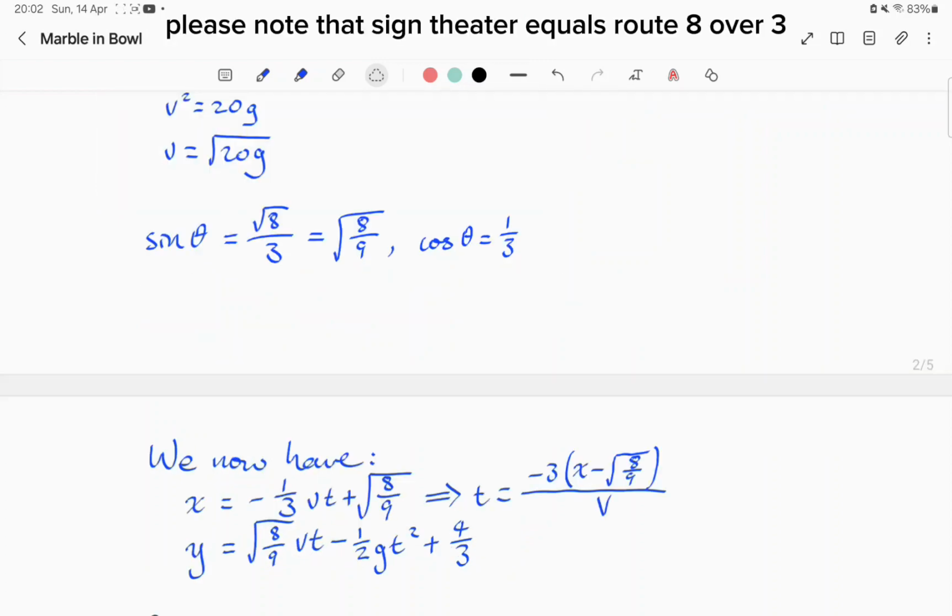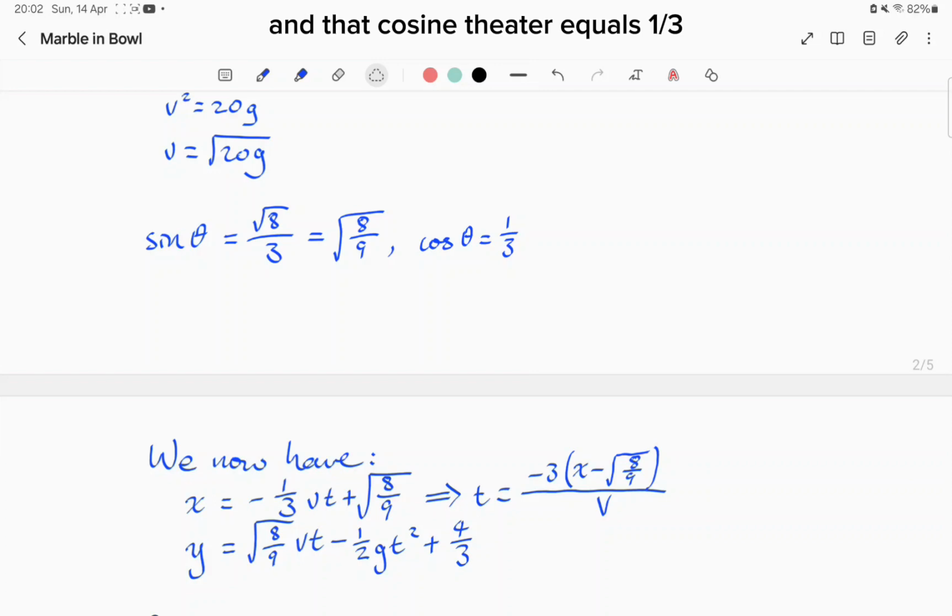Please note that sine theta equals root 8 over 3, which is equivalent to the square root of 8 over 9, and that cosine theta equals 1/3. We will need these values later.